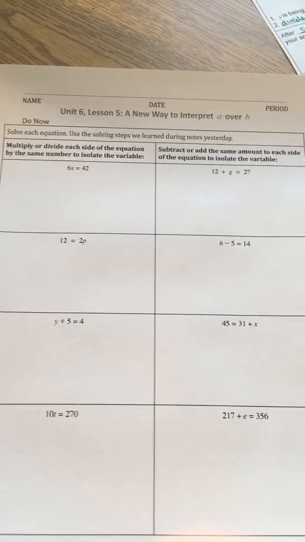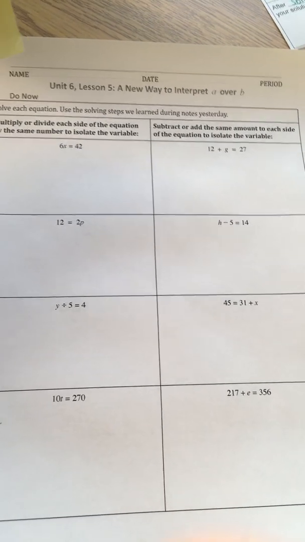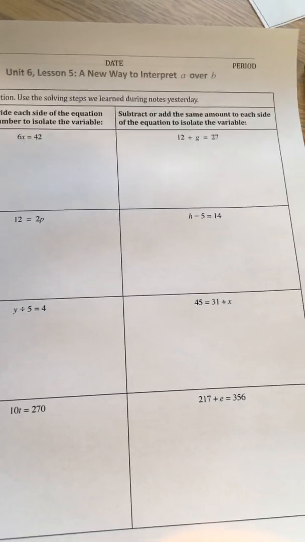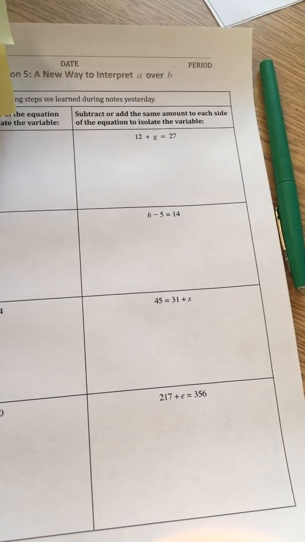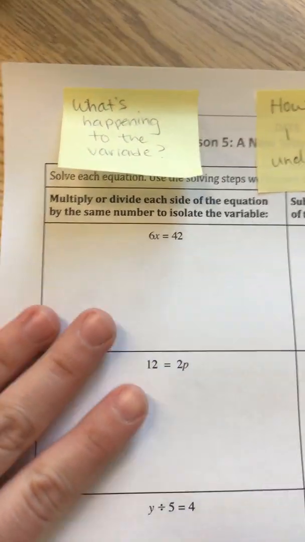All right, so we're here for lesson 5. We are going to be solving equations today using solving steps if you can't use mental math. So remember, our two ask yourself questions are, what's happening to the variable, and how can I undo it? On this side, they're all going to be multiplication or division equations, and this side is all subtraction and addition.